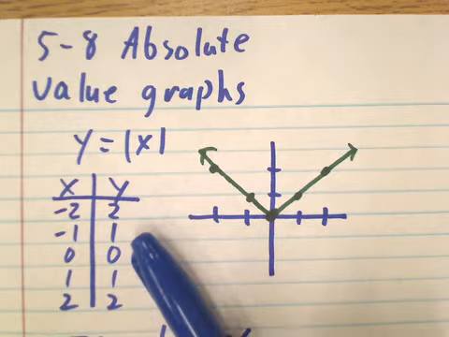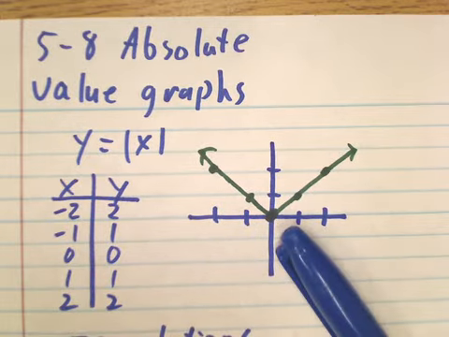And it's important to note that on the absolute value graph, it comes to a point, which is a quick turn. It's not a curve. It's not smooth. It's not a U. It's a V. So keep that in mind.